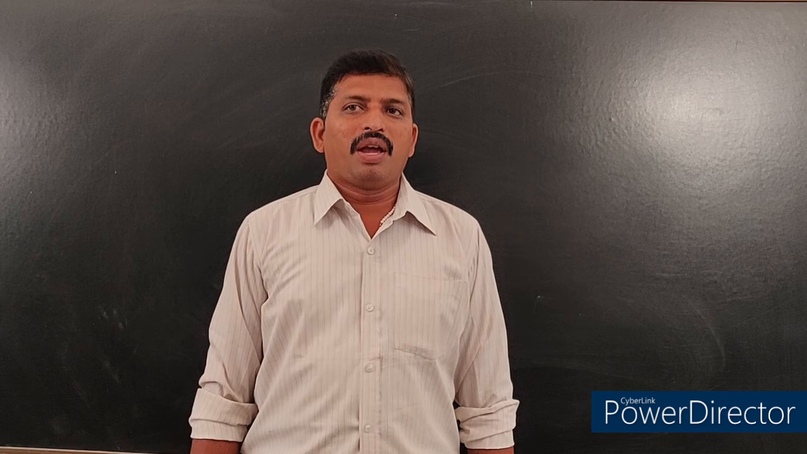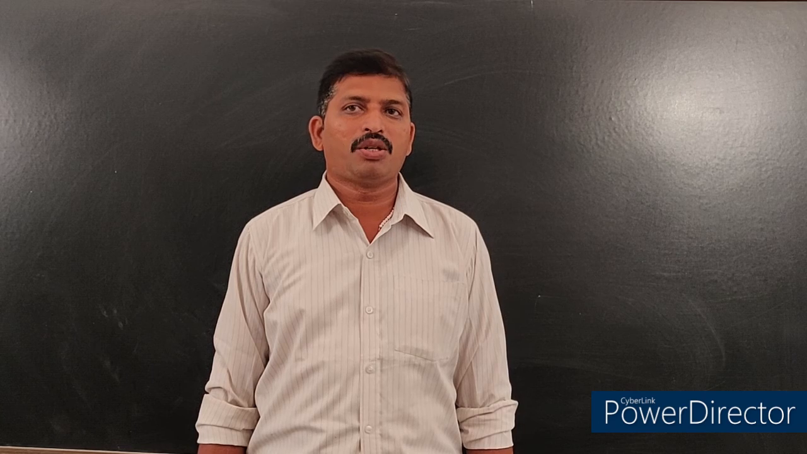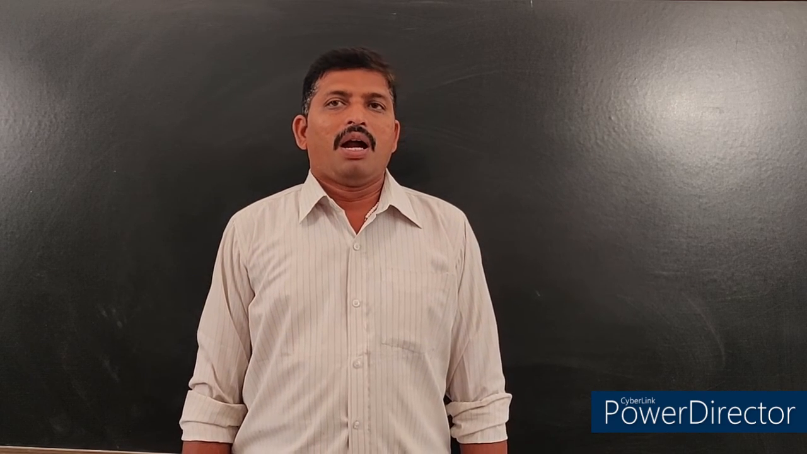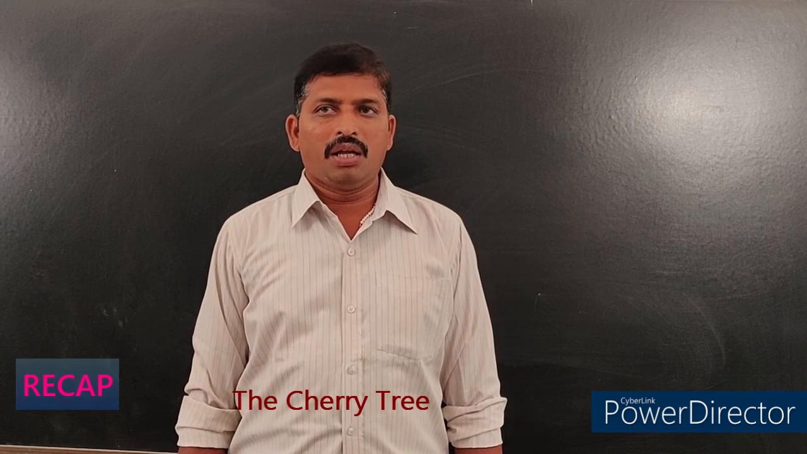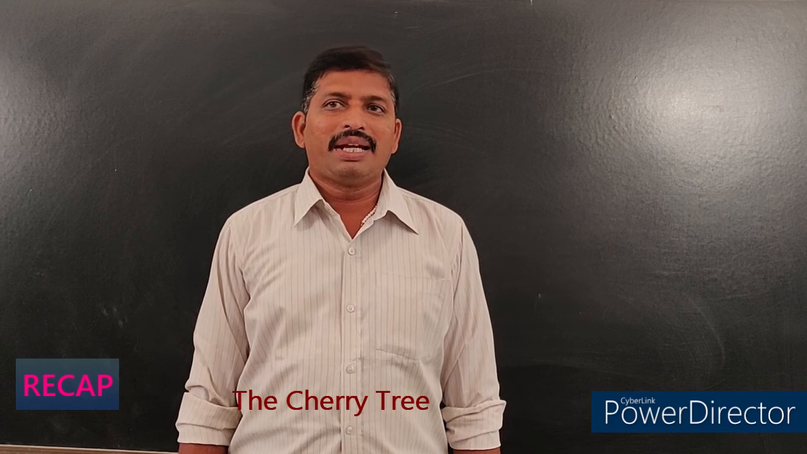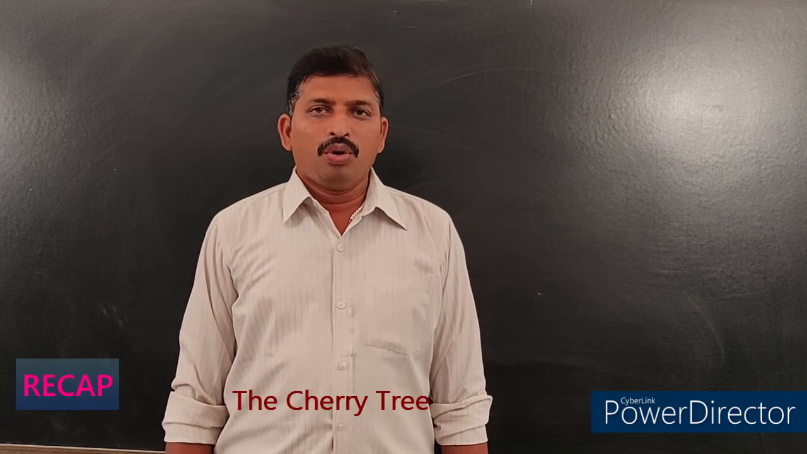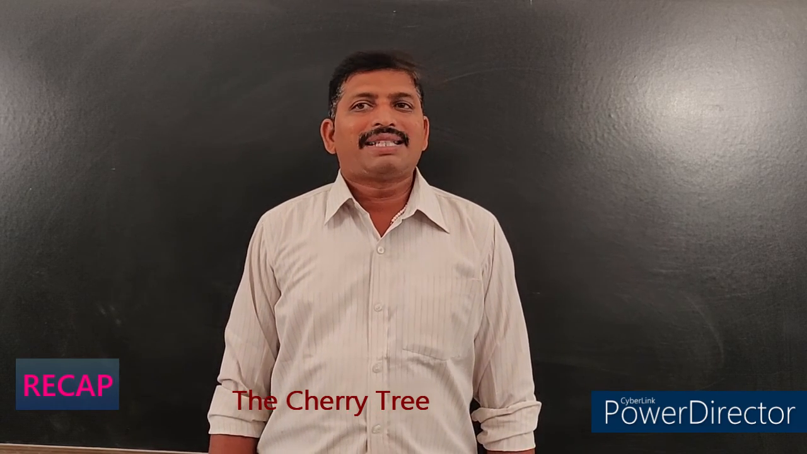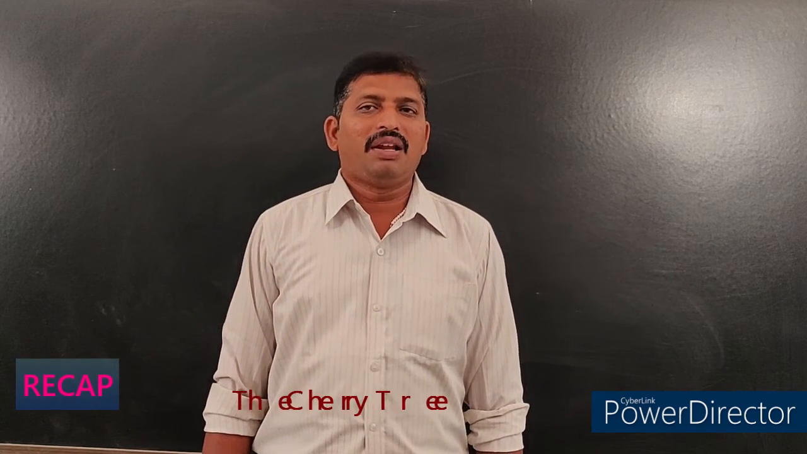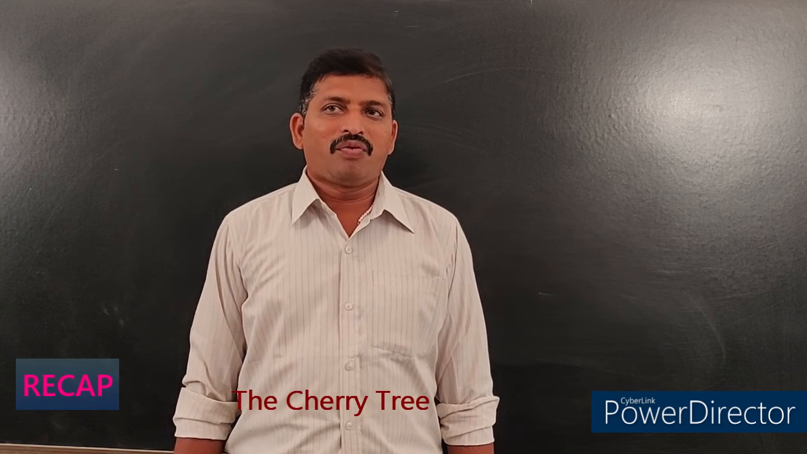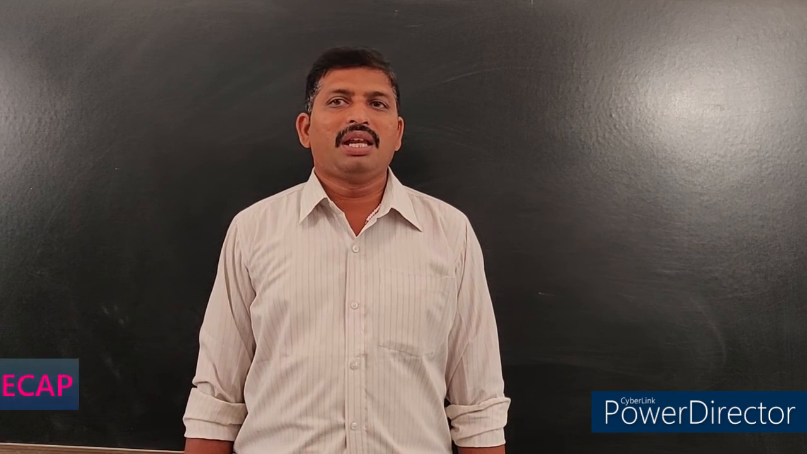Now, let me give you a fast recap of what we have learned in our past two classes of Chapter 2, The Cherry Tree. Rakesh, a 6-year-old boy, was living in the outskirts of Missouri with his grandfather, who is a retired forest ranger. One day, when Rakesh was on his way home from school, he bought a bunch of cherries and started eating one by one. When he reached home, he had only 3 left. He gave one to his grandfather and ate the other 2. His grandfather advised him to plant the last seed in the garden.